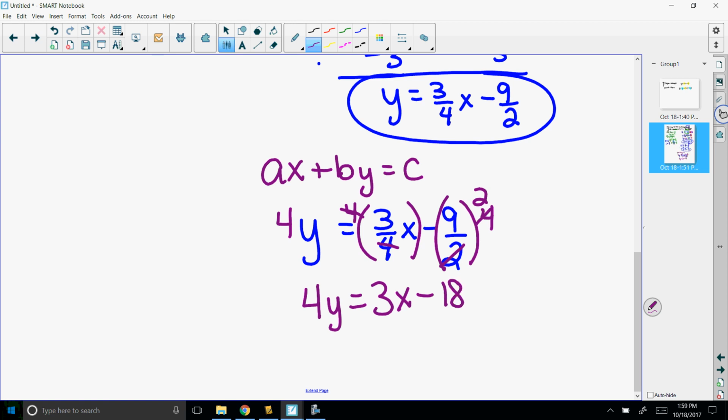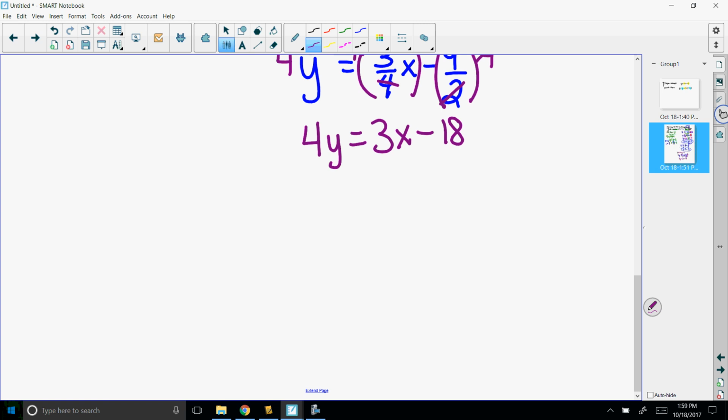Oh, what format did they want it in? ax plus by equals c. Now I'm going to tell you 2 different things here. You're going to find it easy just to move the 3x over to the other side, right? That's what people are going to want to do. So you're going to write it as -3x when you subtract it to move it over, plus 4y equals -18.